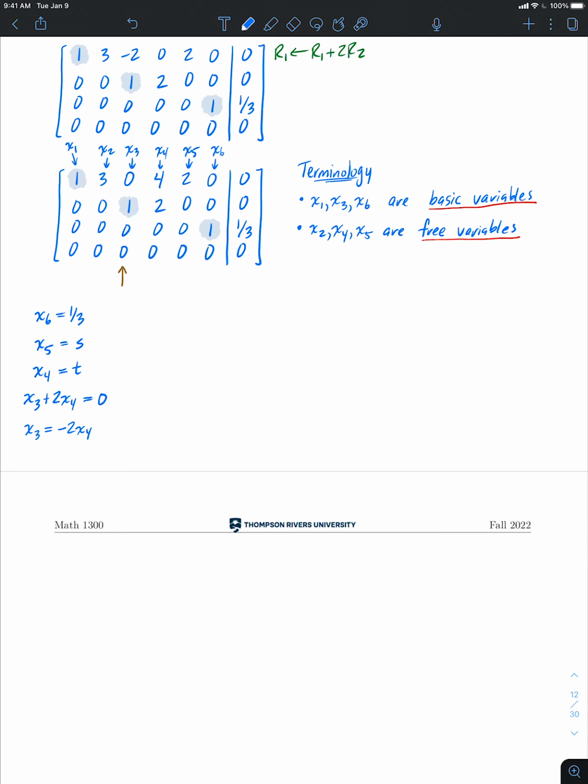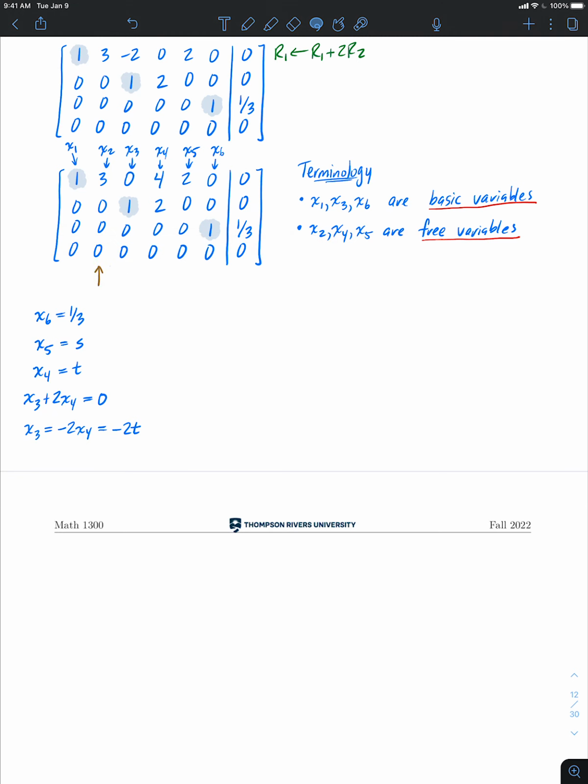But we're not going to stop here. We're going to go one step further because x4, we've assigned a parameter to it. So let's reuse that parameter here and substitute the t in for x4. So x3 is still equal to negative 2x4, but we're going to do better. We're going to write it as negative 2t instead. Okay, that takes care of that.